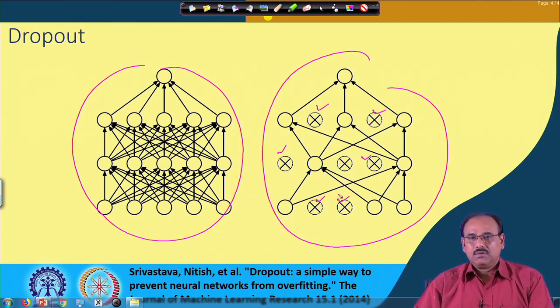So, for the same set of training data, at different training epochs, different nodes are dropped out at random. As a result, the network learns different representations of the same data. As it learns different representations of the same data, it is not memorizing the training data. So, by doing this, you can avoid both the overfitting as well as the underfitting problem.